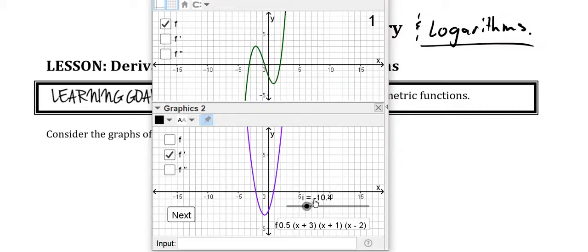So here's our original function, and this is the derivative function. This would have been helpful to review before the test yesterday, or maybe just before what we just did. I don't know. So as I move this point along, what does the derivative tell us about the original function?